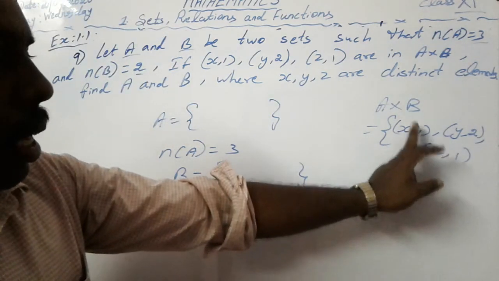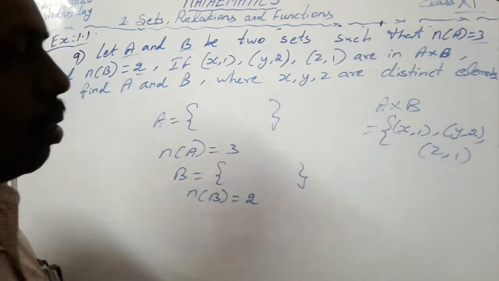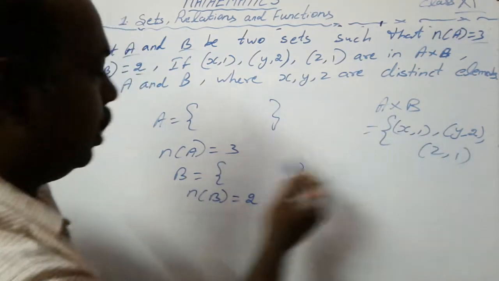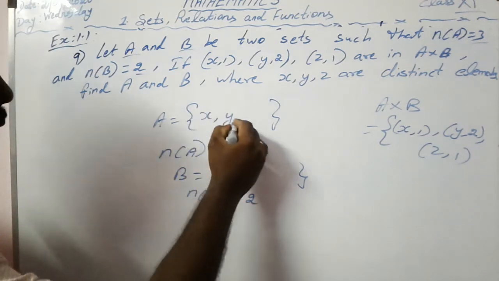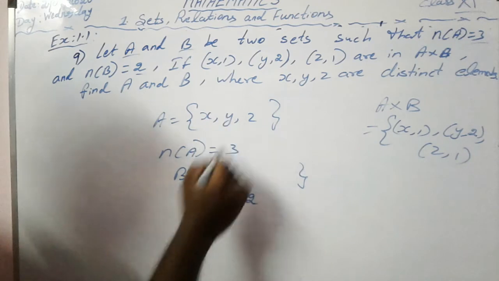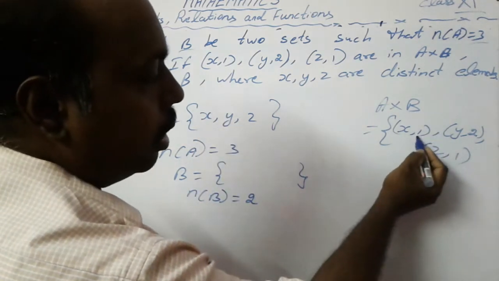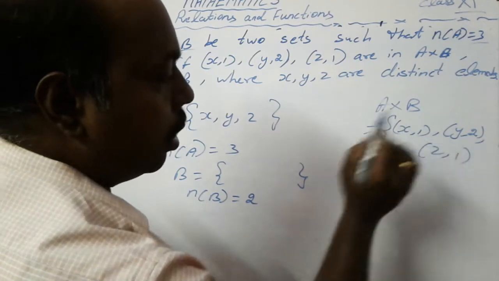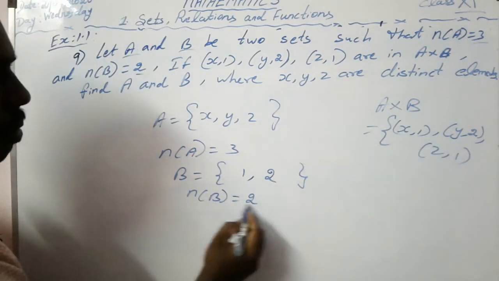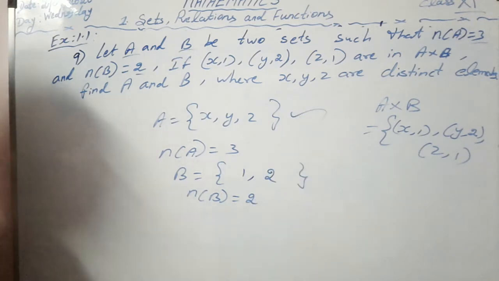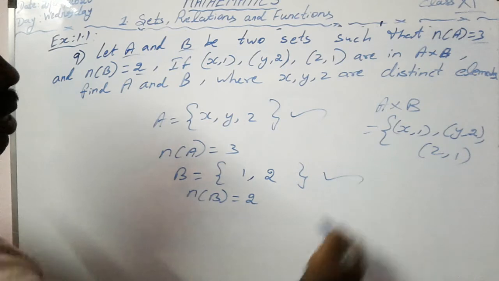So these are elements of the Cartesian product of A and B. The different elements are x, y, z, so we can take A as {x, y, z}. The number of elements is 3. Am I right? Then the second numbers are 1, 2, 1. 1 is repeating 2 times, so B is {1, 2}. Number of elements 2. So the elements of A are x, y, z, and the elements of B are 1, 2. This is the answer.